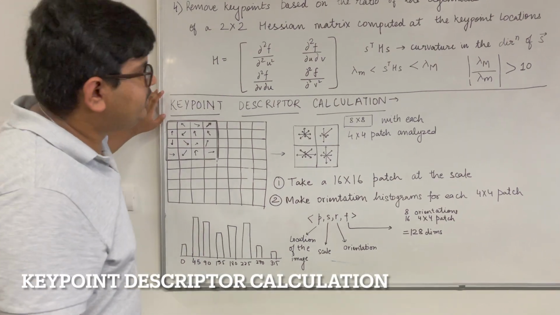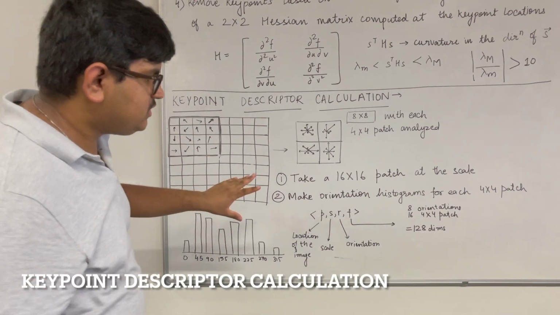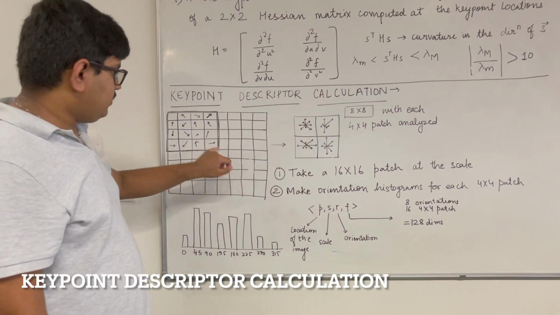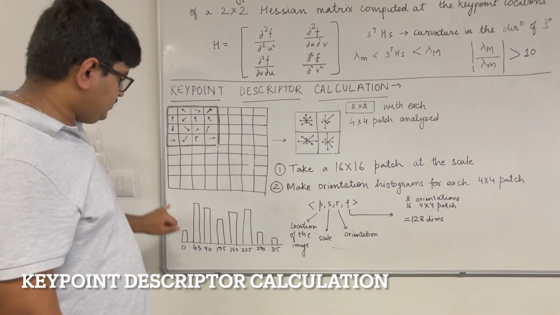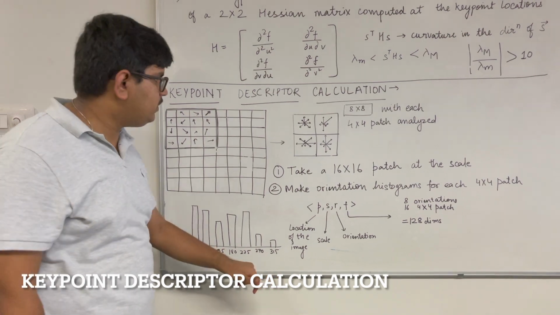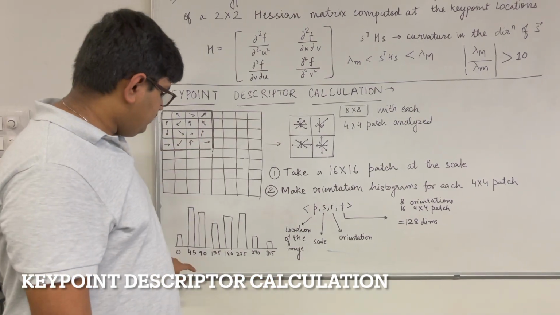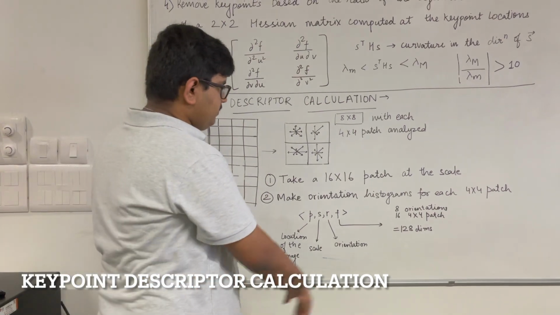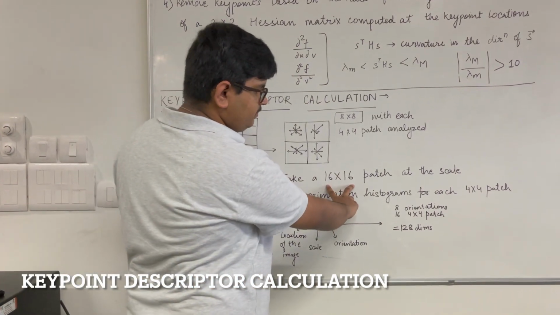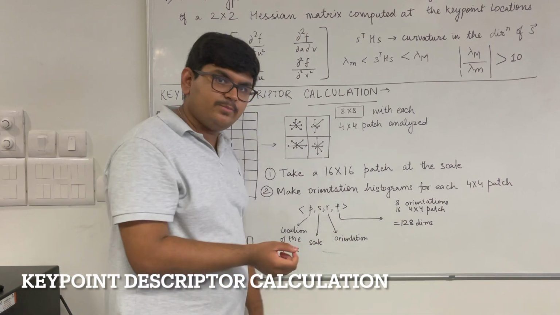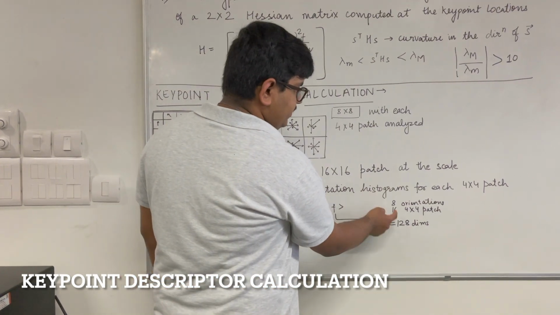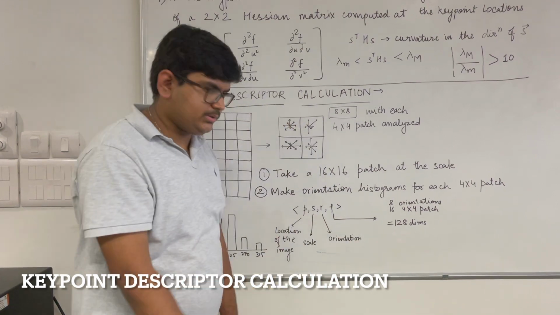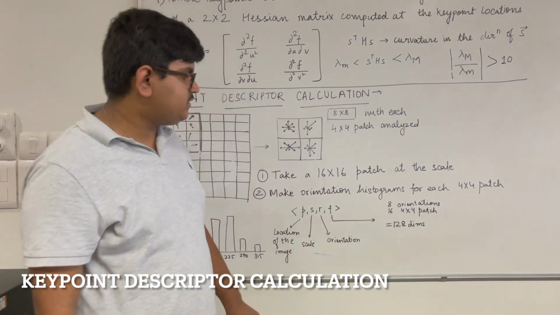Now we come to the key point descriptor calculation. This is just a simple histogram of gradients calculation. If we are centered here, we calculate gradients for each pixel and place them into the histogram here, and each histogram is an 8 dimensional vector. In the paper they take a 16 cross 16 patch, and each 4 cross 4 patch is analyzed. So 8 orientations with 16 4 cross 4 patches leads to 128 dimensions, so a 128 dimensional feature descriptor.